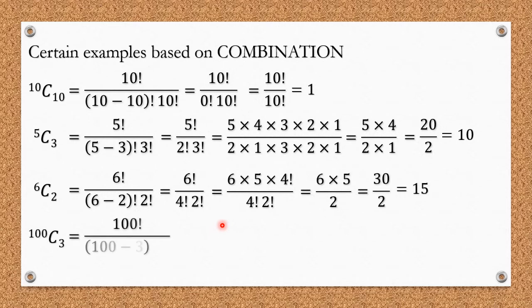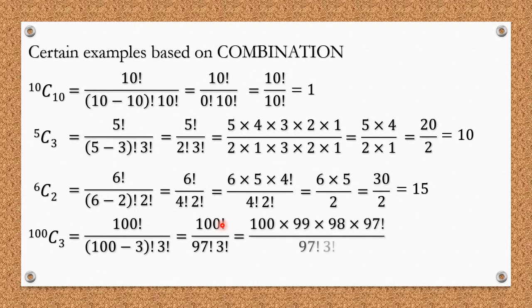Similarly, 100C3 is 100 factorial upon 100 minus 3 factorial into 3 factorial, which is 100 factorial upon 97 factorial into 3 factorial. That is 100, 99, 98, 97 factorial. I am going to cancel this 97 factorial with this 97 factorial. I will be left with 100, 99, 98 upon 3 factorial, that is 6. So when I solve this, I get 1,61,700. So we can use the formulas of combination in this manner.